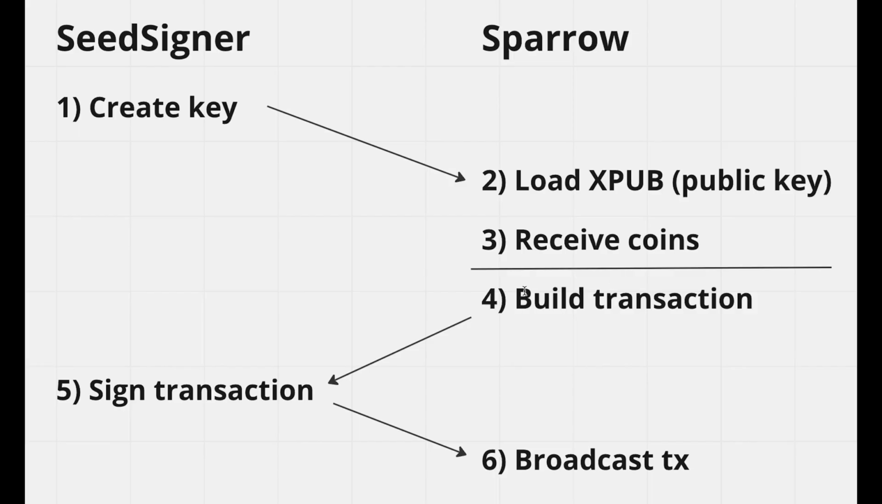So what we did was we built a transaction in Sparrow. Sparrow has the right to build transactions, but it can't actually sign off on them. So we had to export this transaction over to SeedSigner. And in step 5, we actually gave it a valid signature. Now, with our signed transaction, all we need to do is export that back to Sparrow, and Sparrow broadcasts that transaction to us. And that is the end of this video.